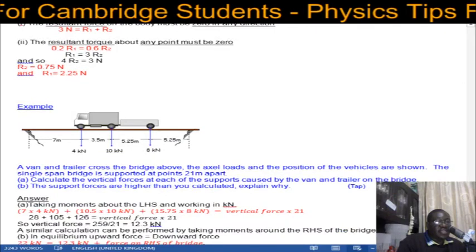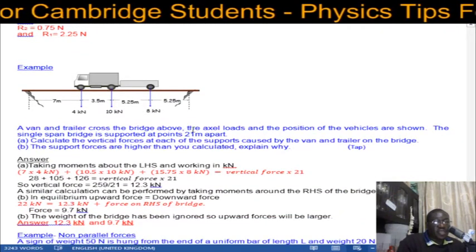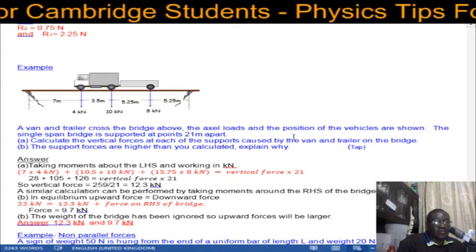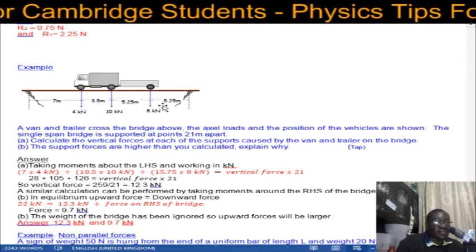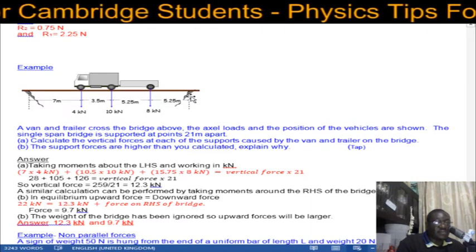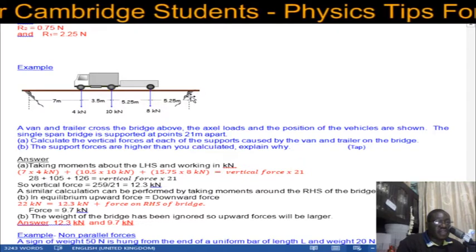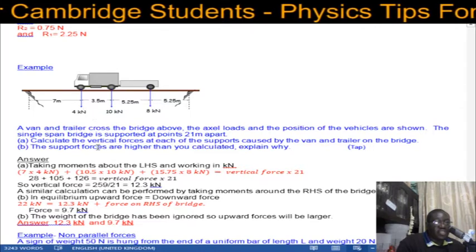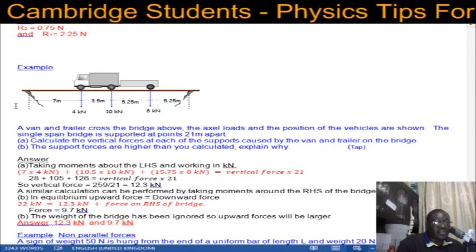The second example is that of a van and a trailer across a bridge. It says the axle loads and the position of the vehicles are shown. The single span bridge is supported at points 21 meters apart, so that we've got 7 plus 3.5 plus that, that's 21 meters. Calculate the vertical forces at each of the supports caused by the van and trailer on the bridge. Then it says find the support forces, which will be just the reaction forces right there.